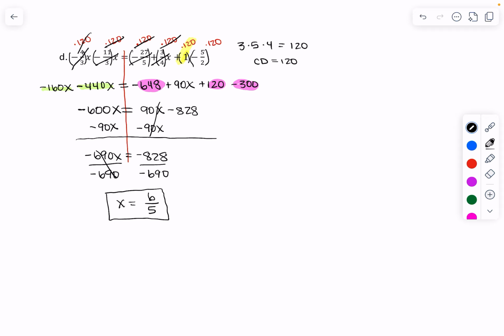Okay. So this is probably one of the toughest problems that we will be doing in this unit. You've got to find that common denominator. You've got to be able to multiply all your terms by that common denominator correctly, and then you've got to be able to solve the equation like we've been doing this unit. So this really combines a lot of topics into one, but I know all of you can do this with practice.